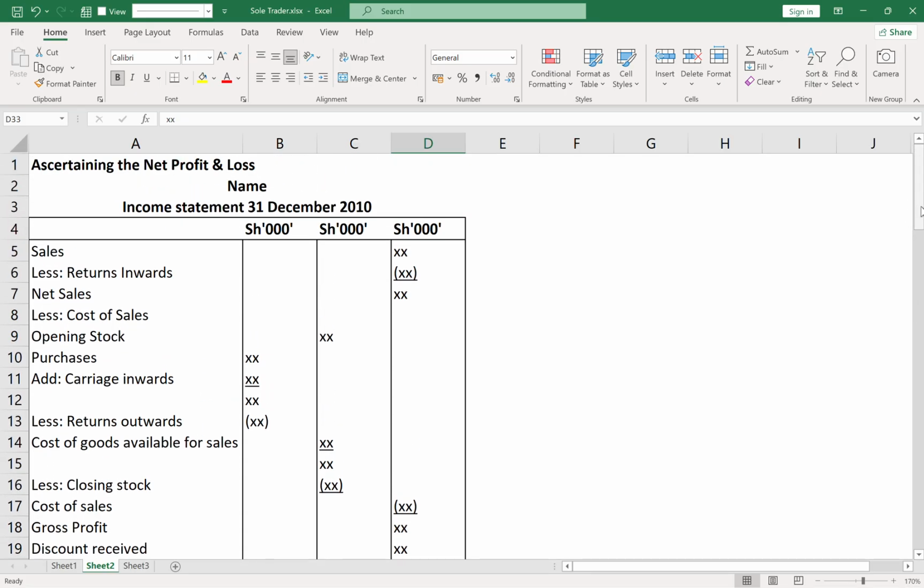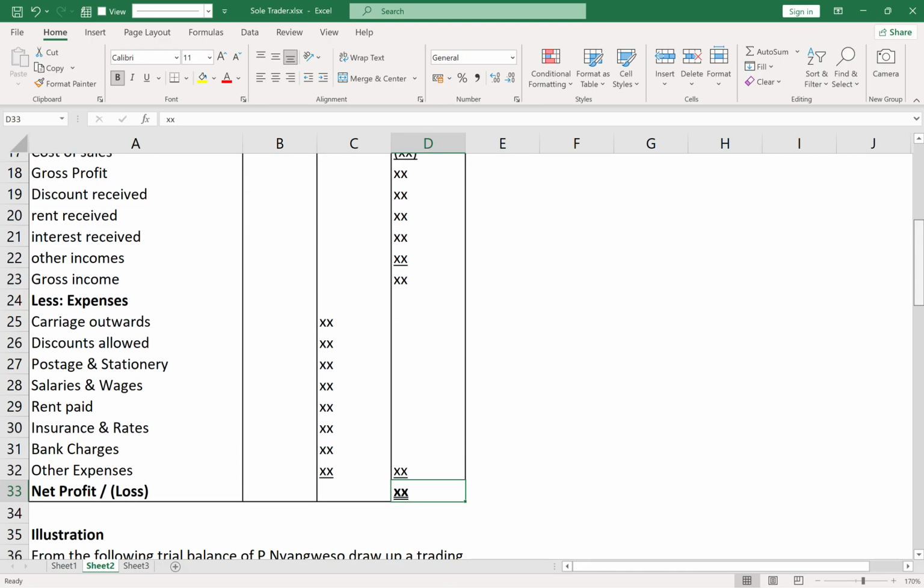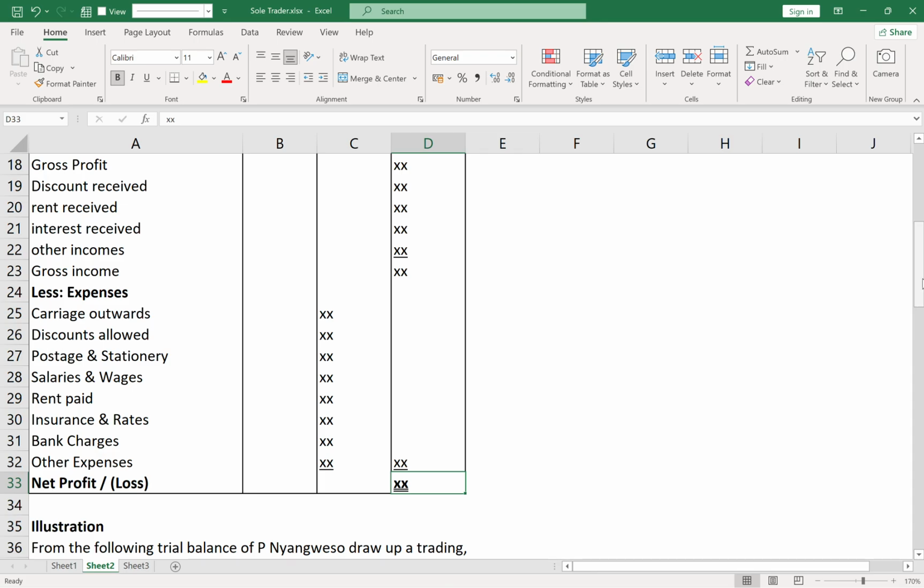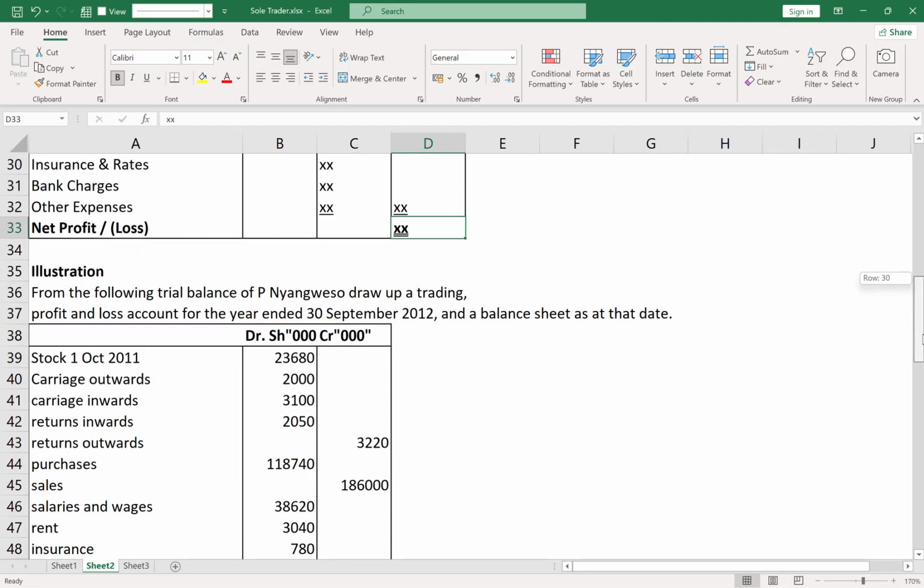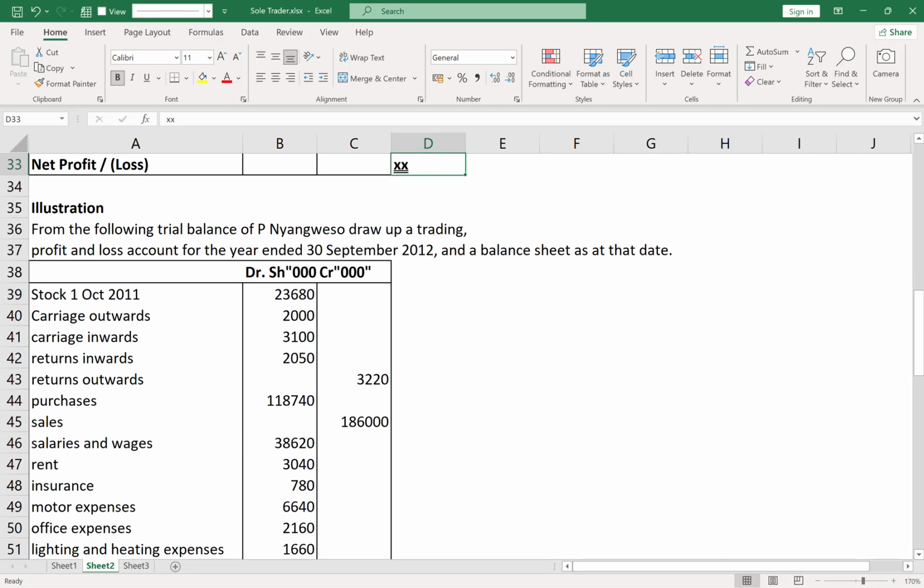We are able to take some screenshots as we learn. Okay, let's look at the illustrations. We can also pause the video and take some screenshots. So let's go to the illustration.